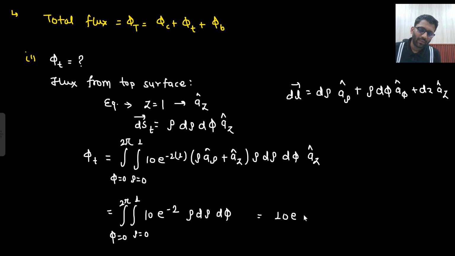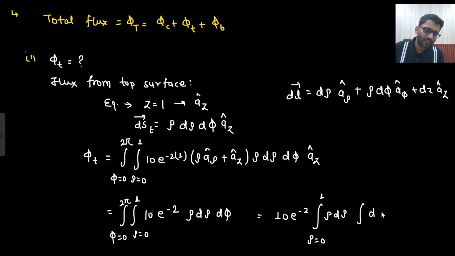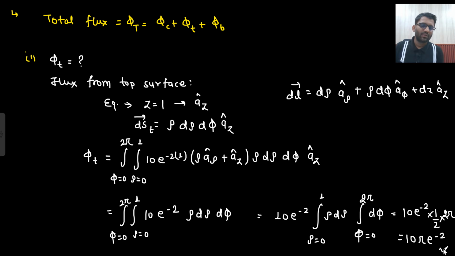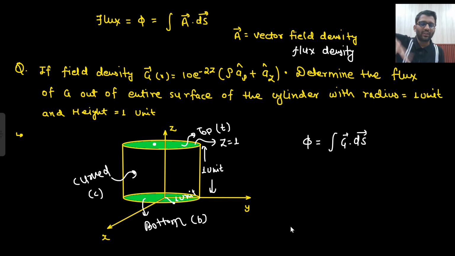So tan e to the power minus 2 will come common. Rho d rho, what is the limit? 0 to 1, and then what is the limit of phi? Phi limit is from 0 to 2 pi. So what you are going to get here, tan e to the power minus 2 into rho square by 2. Rho square by 2 you will put, then you will put the limit. So what you are going to get, 1 by 2, and here you are going to get 2 pi. So pi e to the power minus 2. So this is the flux that is going out of the top surface.